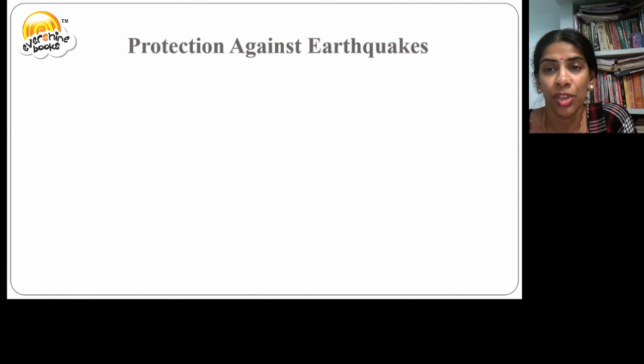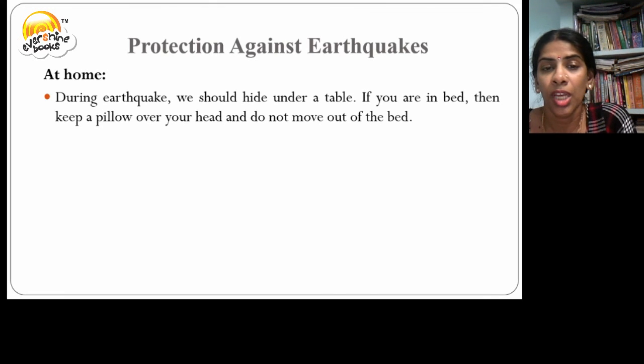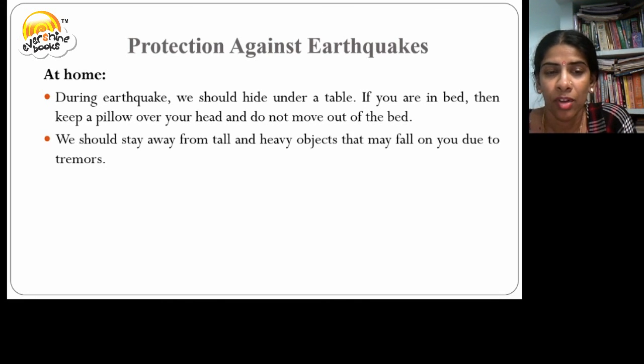What protection can you give against earthquakes? At home, during an earthquake, we should hide under a table. If you are on the bed, then keep a pillow over your head and do not move out of the bed. We should stay away from tall and heavy objects that may fall on you due to the tremors.